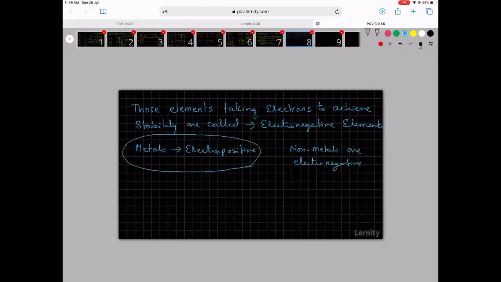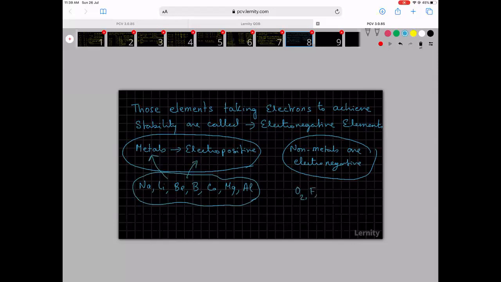These guys want to give electrons. These guys want to take electrons. Sodium, lithium, beryllium, boron, calcium, magnesium, aluminium, all these are electropositive. So they are all metals. Oxygen, fluorine, sulfur, phosphorus, chlorine, bromine, nitrogen, all these take electrons. Because they take electrons, they are electronegative, so they are non-metals.